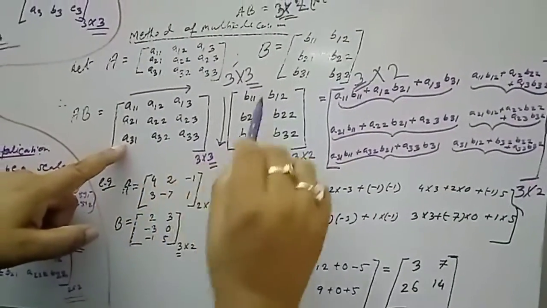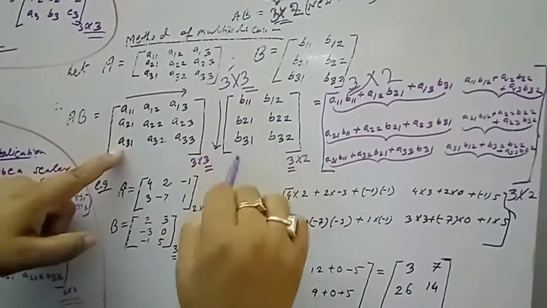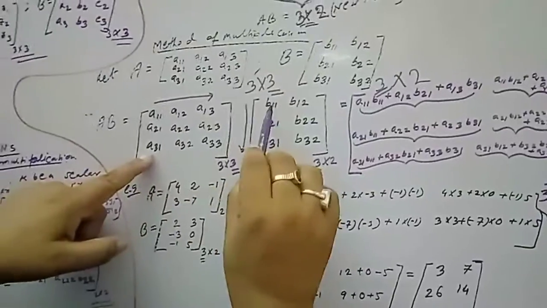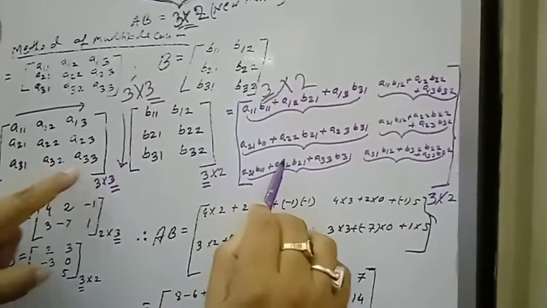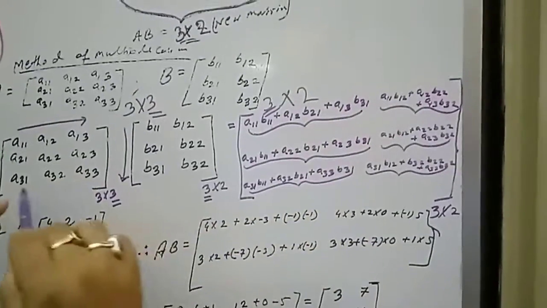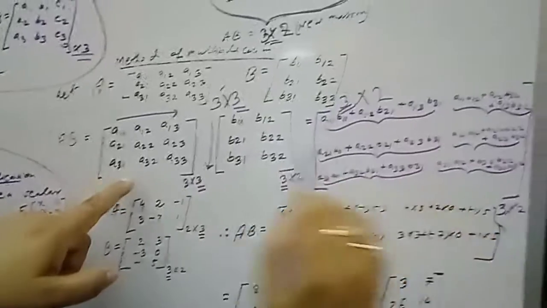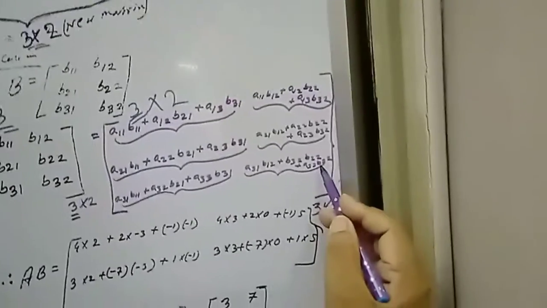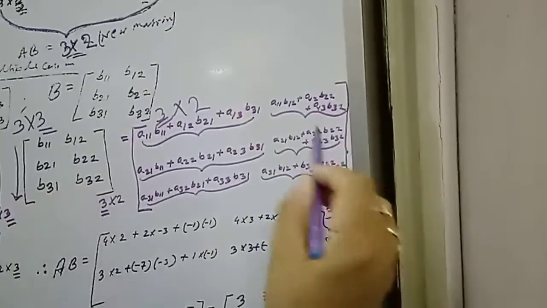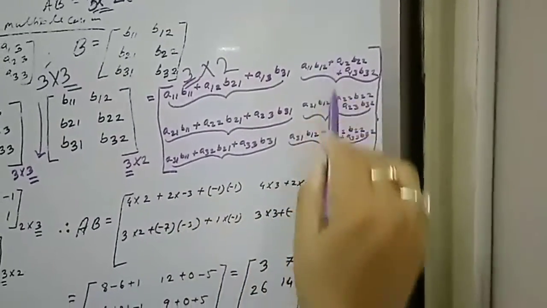Third row again will multiply to both the columns. So first third row into first column. A31, B11 plus A32, B21, A33, B31. Third row multiplied to second column. A31, B12, A32, B22, A33, B32. Okay. Now this is the element third row and second column.